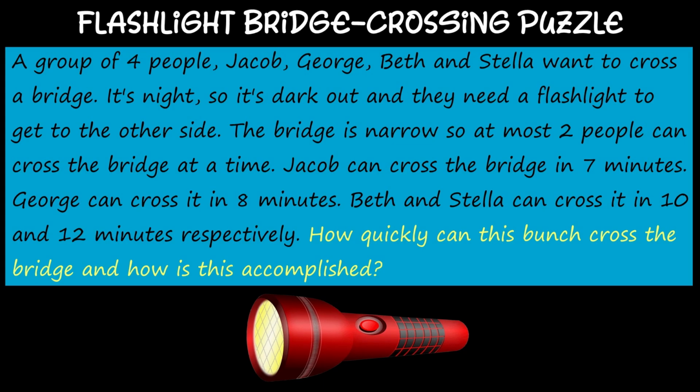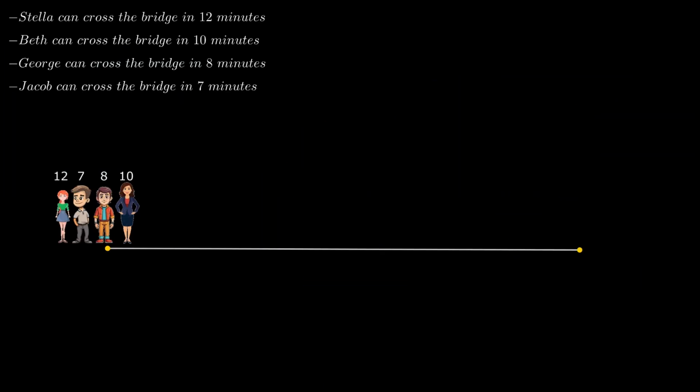Oh yes. So the problem is asking us how quickly a group of 4 people, namely yours truly, Jacob, George, Beth, and Stella, can cross a bridge with a flashlight. So, for example, if George and Beth cross the bridge together while one of them holds the flashlight, since George can cross the bridge in 8 minutes and Beth can cross the bridge in 10 minutes, and both of them together can cross the bridge in 10 minutes. So George has to slow down and match Beth's pace, since Beth is the slowest of the two.